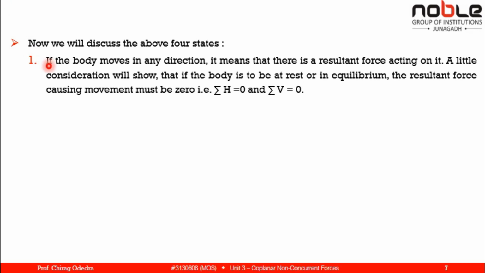First, if the body moves in any direction, it means that there is a resultant force acting on it. A little consideration will show that if the body is to be at rest or in equilibrium, the resultant force causing movement must be zero. That is, sigma H is equal to 0 and sigma V is equal to 0.